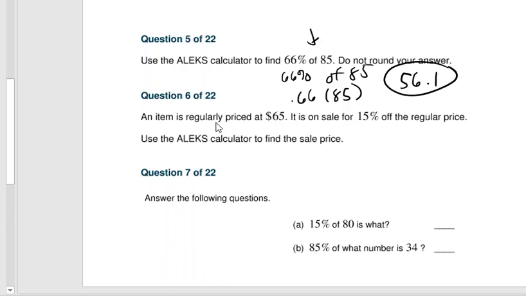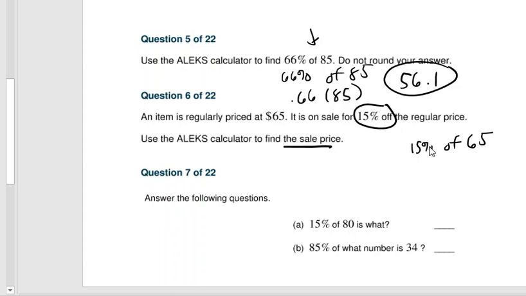Okay, question number 6. An item is regularly priced at $65. It is on sale for 15% off the regular price. So there are a couple of different ways that you could do this. If we are going to find the sales price, that means we want to know what the item costs after the 15% off, after the discount. Okay, so one way we can do this is we can find 15% of 65. That's going to tell us how much we're going to save.